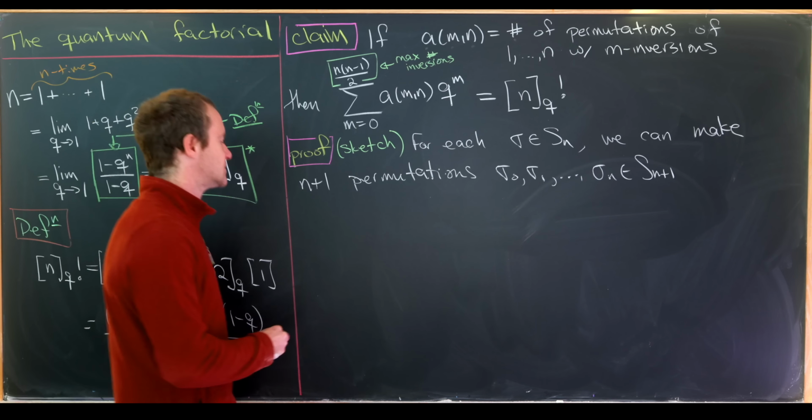So let's see. Sigma 0 puts 4 at the end, so we have 1, 3, 2, 4. So sigma 1 will put it next to last, 1, 3, 4, 2. Sigma 2 will put it next to first, 1, 4, 3, 2. And sigma 3 will put it at the beginning, 4, 1, 3, 2.